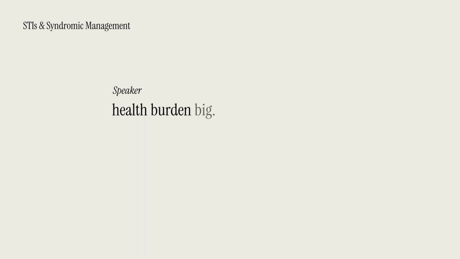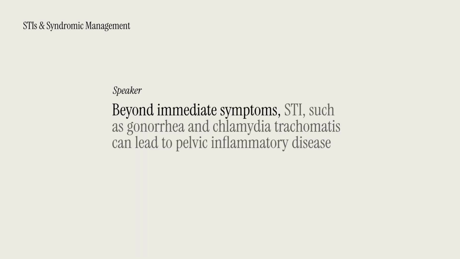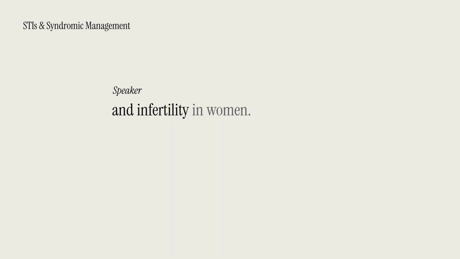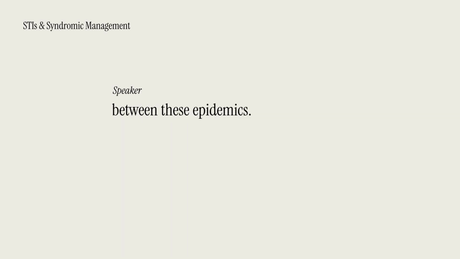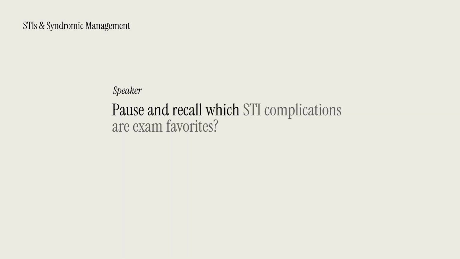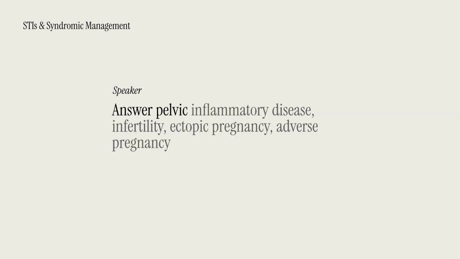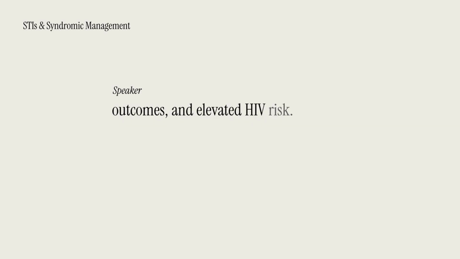And the public health burden? Big. Beyond immediate symptoms, STIs such as gonorrhea and chlamydia trachomatis can lead to pelvic inflammatory disease and infertility in women. Ulcerative STIs such as genital herpes and syphilis increase the risk of acquiring HIV, underscoring the linkage between these epidemics. Pause and recall. Which STI complications are exam favorites? Answer: pelvic inflammatory disease, infertility, ectopic pregnancy, adverse pregnancy outcomes, and elevated HIV risk.